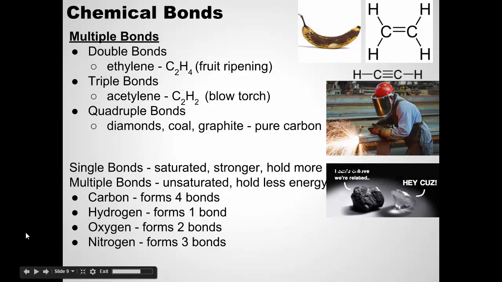So there are also times when two atoms can share more than one electron. Okay, they can share two electrons, a pair of electrons. And that's what we call a double bond. A double bond is when a pair of atoms is shared rather than one.